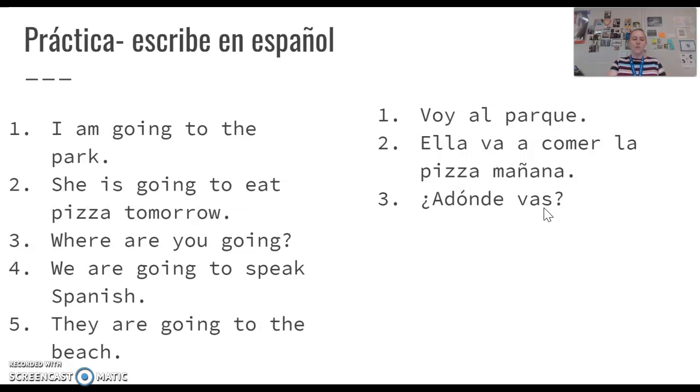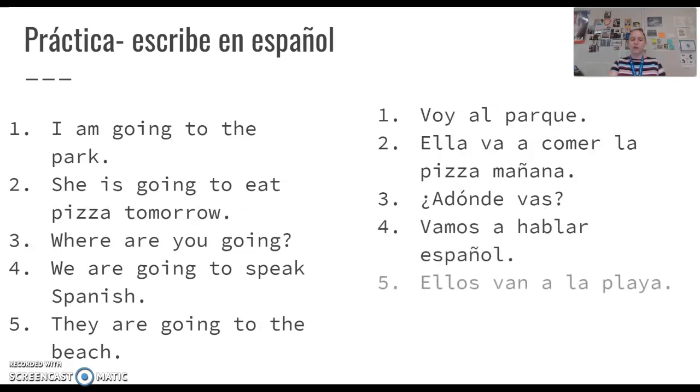Okay, then we are going to speak Spanish. Vamos a hablar español. They are going to the beach. Ellos van a la playa. Okay, you can have ir a, and you can have that combination. Like, I'm going to go to the beach. Voy a ir a la playa. I am going, voy a ir, to go, a la playa. And sometimes that throws people off, but that's perfectly acceptable in Spanish, just like it is in English.